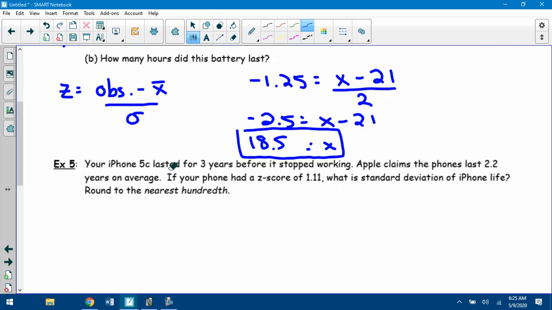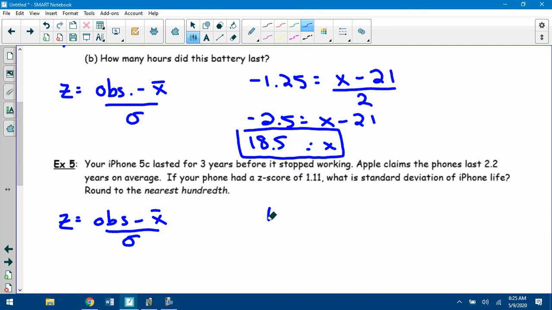All right, this is obviously a little bit old. Your iPhone 5C lasted for 3 years before it stopped working. Apple claims that phones last 2.2 years on average. If your phone has a z-score of 1.11, what is the standard deviation of iPhone life rounded to the nearest hundredth? So again, if I know the z-score, in this case I know the observed value, and I know the mean, let's find the standard deviation.